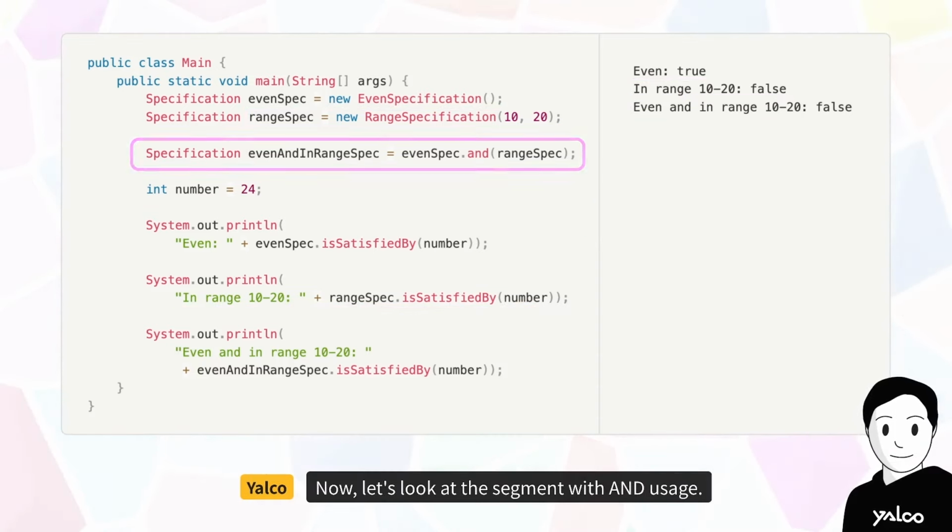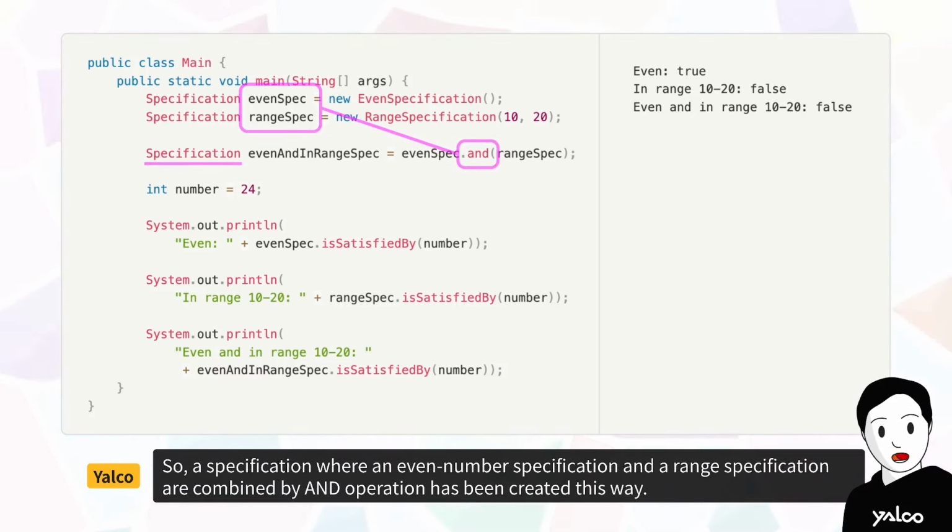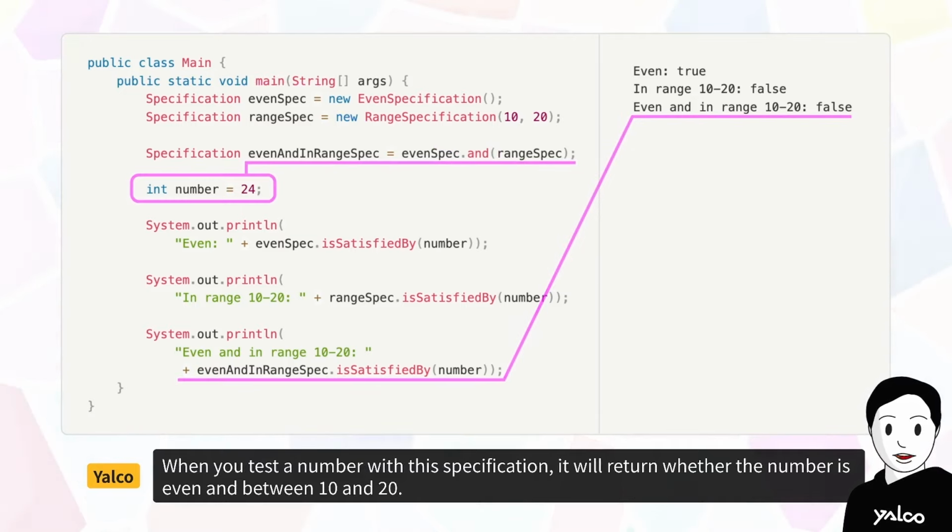Now, let's look at the segment with AND usage. We've already seen that when one specification takes another as a parameter and performs the AND method, a new specification is returned. So, a specification where an even number specification and a range specification are combined by AND operation has been created this way. When you test a number with this specification, it will return whether the number is even and between 10 and 20.